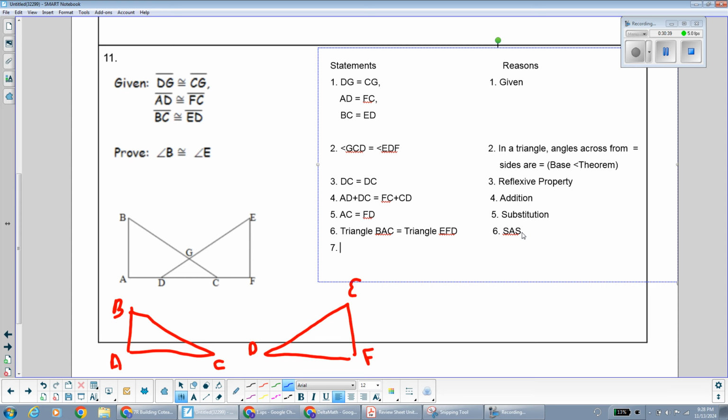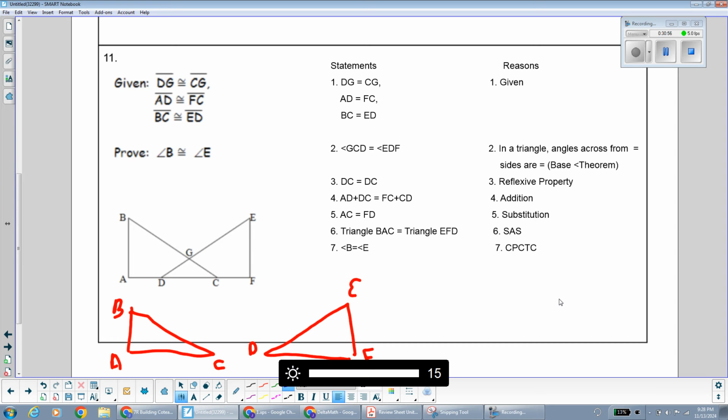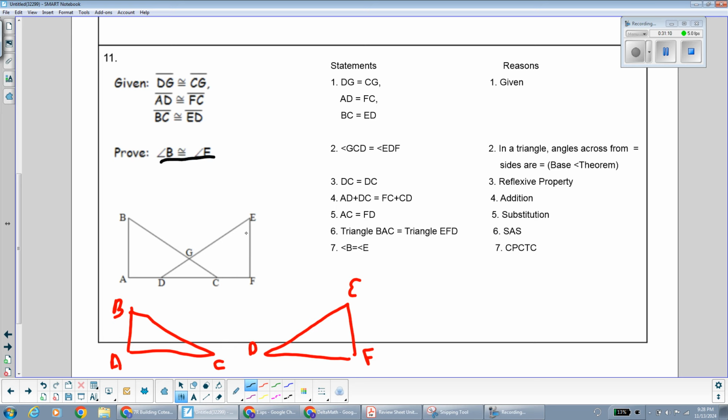So in order to ultimately prove that angle B is congruent to angle E, this is going to be another CPCTC proof to show that corresponding angles of two triangles are congruent. And in order to use CPCTC, we do first need to show that the triangles are congruent. So the goal as we go through is to get the information to prove these two triangles congruent to each other. These are the triangles that have angle B and angle E as angles, and that's our focus.